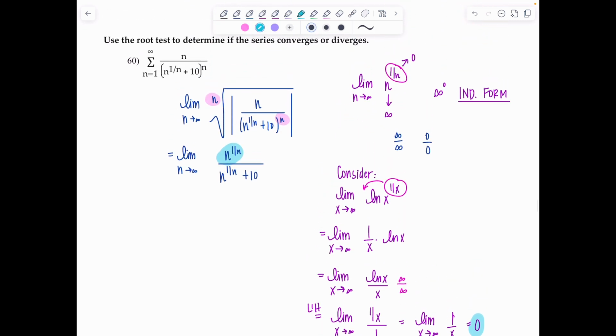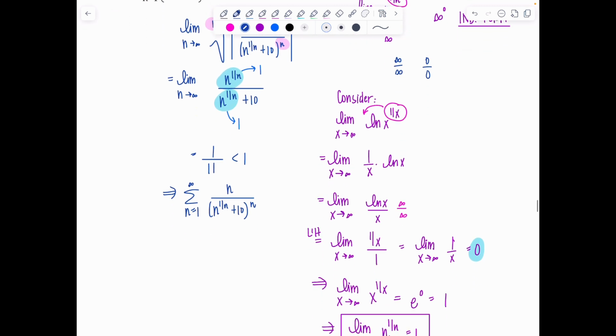All right, so what can I do now? I can plug in 1s for both of these. That's going to 1, that's going to 1. And then my limit is 1 over 1 plus 10, which is 1 over 11. That's less than 1. So that tells me my sum, n equals 1 to infinity of n over n to the 1 over n plus 10 to the n, converges, yes, by the root test. Very good.